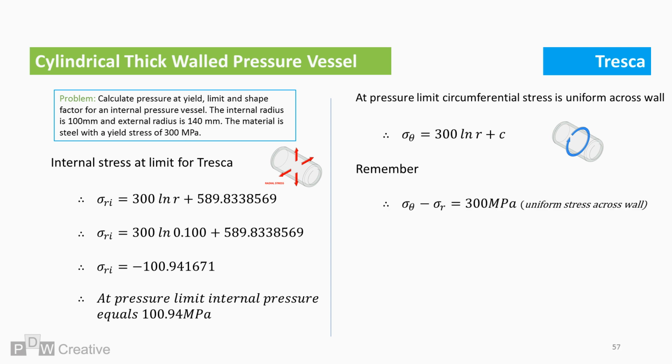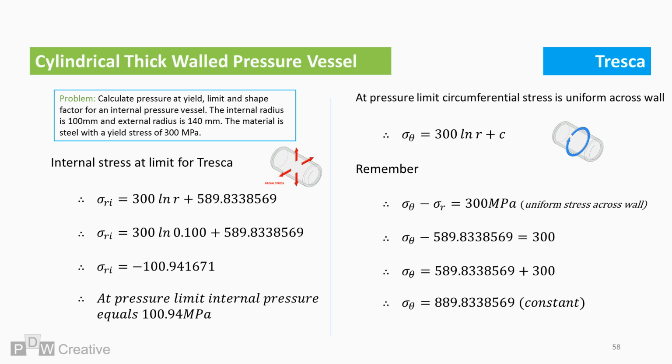Remember, our initial statement for limit pressure stated when cylindrical stress minus radial stress equals yield, then we can say stress is uniform across the wall thickness, and therefore we have reached the limit. By plugging in our existing known constant for radial stress and reworking, we can use the equation to work out a C constant for circumferential stress, which in this case is 889.83.